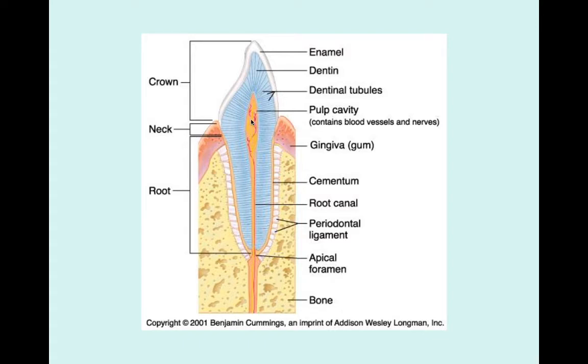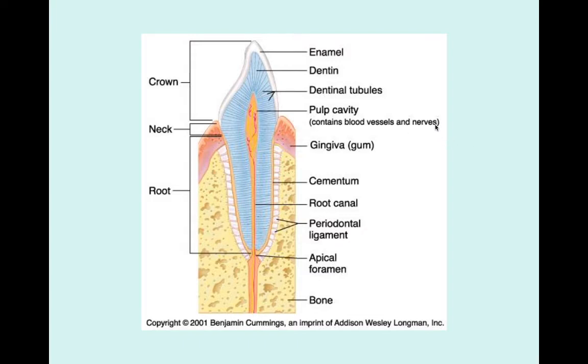The pulp cavity contains the blood vessels and nerves. So if you have a cavity, which is basically where bacteria have dissolved your enamel, then that opens up these little dentinal tubules to the outside. And so air, as well as food and drink that you take in, can actually go through those little dentinal tubules down here to this pulp cavity where the nerves are and start hurting.